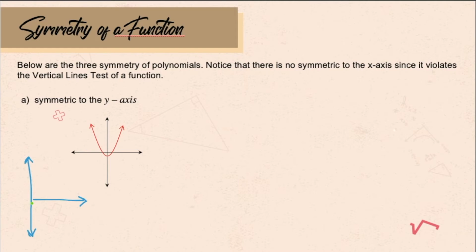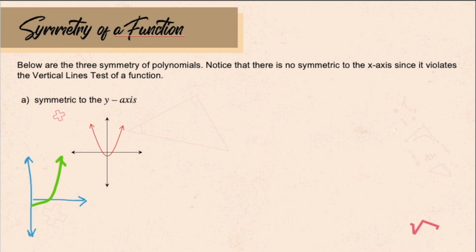Now, given this example, if I'm going to fold this along the y-axis, it would be like this. So you see, there is really symmetry to the graph with respect to its y-axis. So, kapag finold mo yung graph along y-axis and may symmetry na na-produce, then that is symmetric to the y-axis.